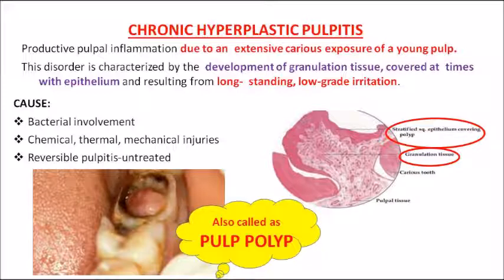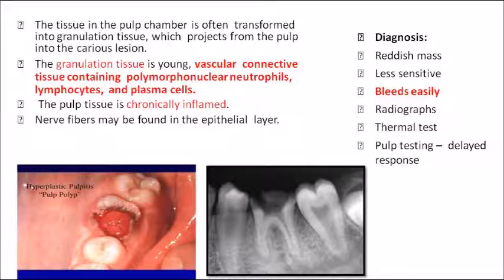When there is an extensive carious exposure, the pulpal inflammation of a young pulp is characterized by proliferative growth of the pulpal tissue, and that growth forms granulation tissue. The tissue within the pulp chamber is often transformed into granulation tissue which projects from the pulp into the carious lesion, as you can see there. The granulation tissue is young, very vascular connective tissue containing polymorphonuclear neutrophils, lymphocytes as well as plasma cells. These three contents will be there.